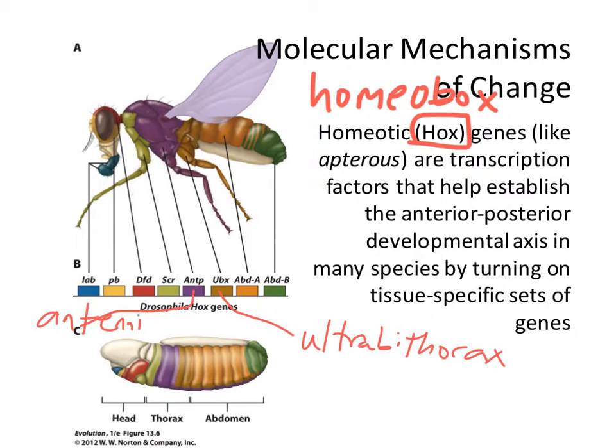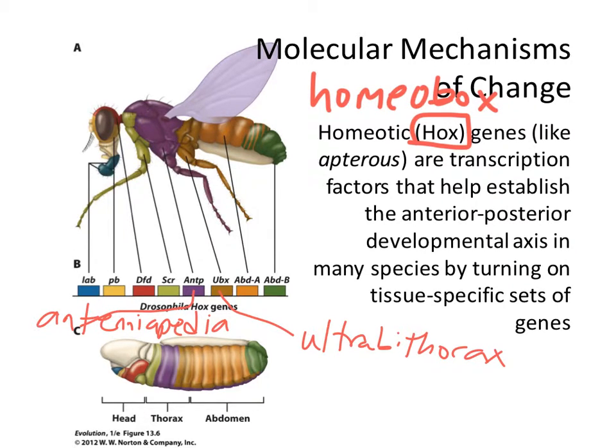Has anybody heard of the antennapedia mutant before? What happens when you're an antennapedia mutant? Antennas become legs. Yeah, you get pedias on your antennas, or ped, feet. So you get legs. Your legs grow where your antennas should be. Antennapedia mutant. Okay. Ultrabithorax, grow two thoraxes, or you get two thoracic segments.